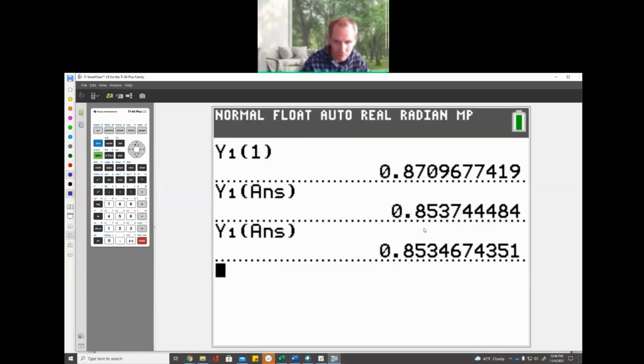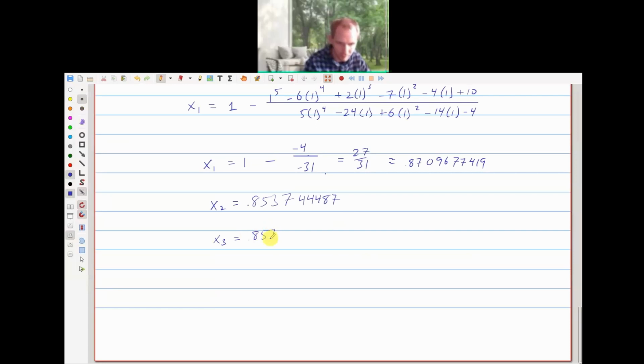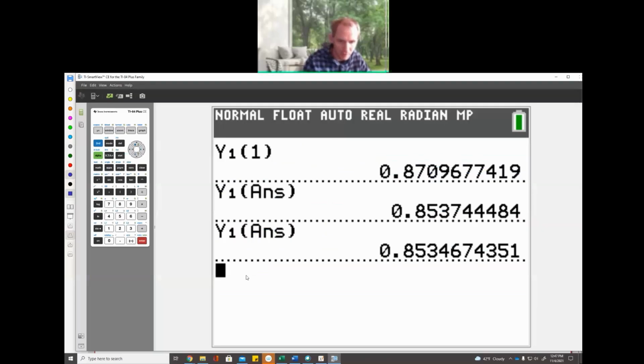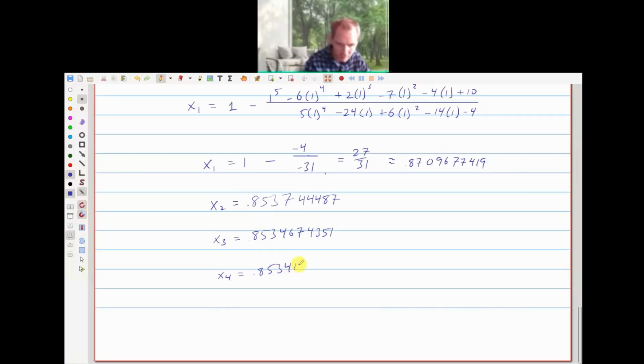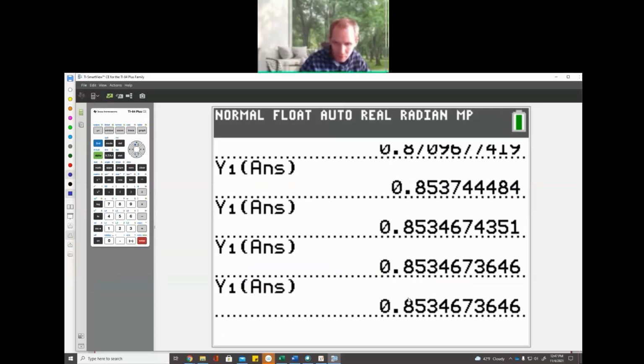I should enter my calculators, plugging my previous output in as my new input. So I get 0.8534674351. And then let's try it again. And here, it's only the last 4 digits that changed. And now if I do it again, I get the exact same number again. What that tells me is that at least up to the 10 digits that my calculator is outputting, that's what the root is, up to 10 digits of accuracy.